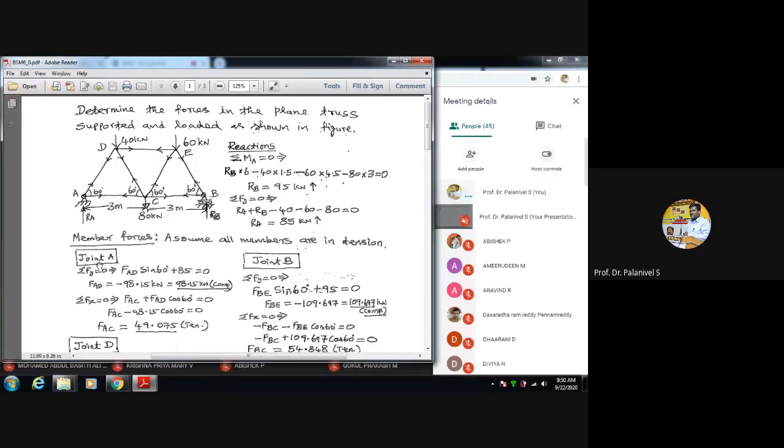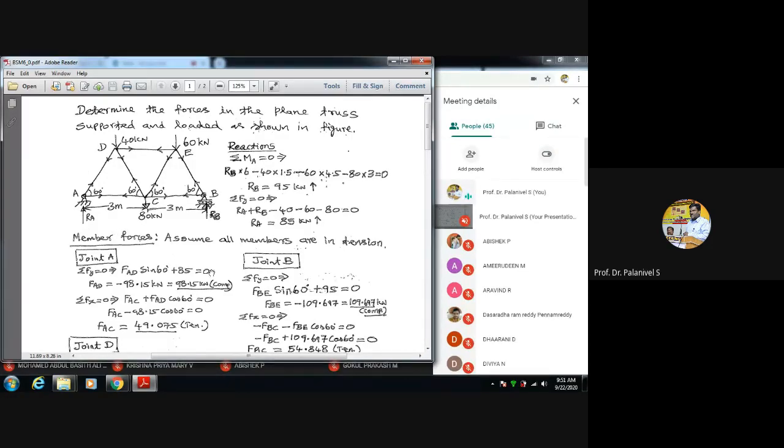Applies static equilibrium condition. Sigma Fy is equal to 0 implies F AD, force in the member AD. If you want to resolve it, here it is given 60 degrees. So F AD into sine 60, which is upward, right? Plus 85. RA is also acting upward. Plus 85 is equal to 0.